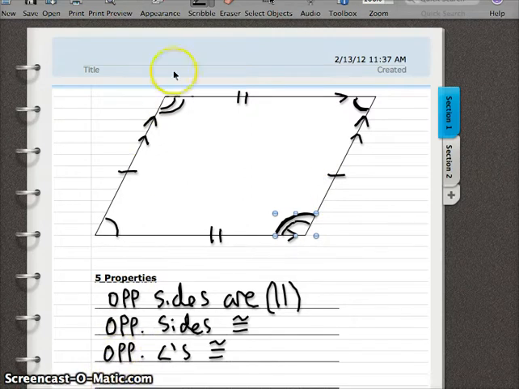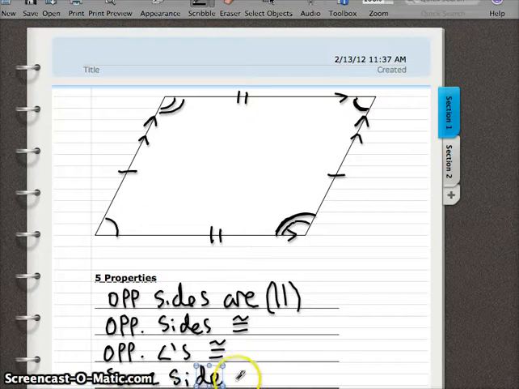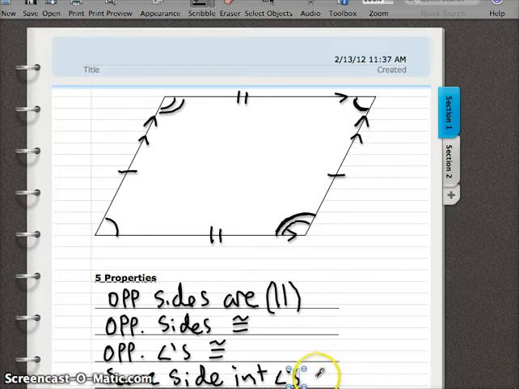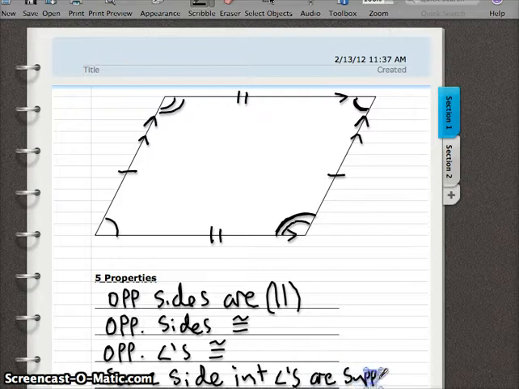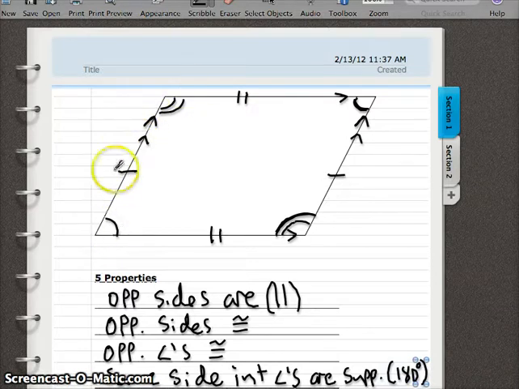But since we're talking about these angles over here, that brings us to our next property. Turns out the angles that are on the same side, they're known as same side angles, right? Or same side interior angles is more specific, because they're on the inside of the shape. Same side interior angles are supplementary. Remember that supplementary means they add up to 180. So the angles on this side add up to 180. This one and this one add up to 180.